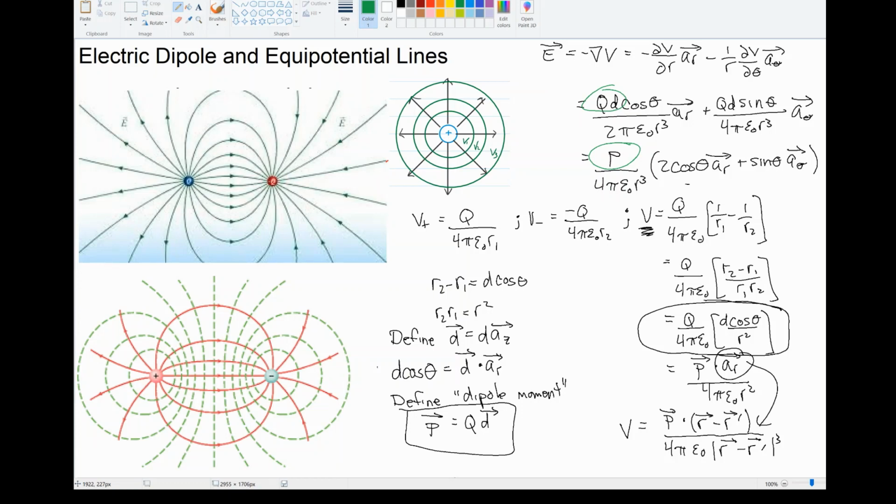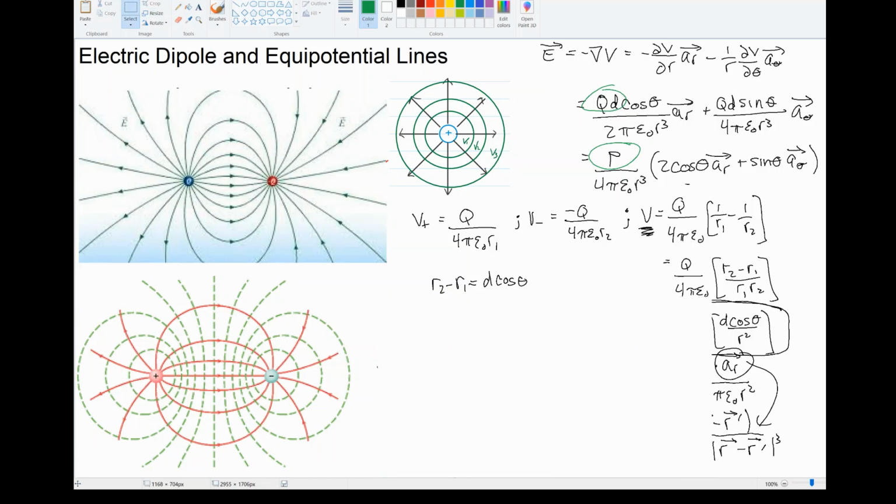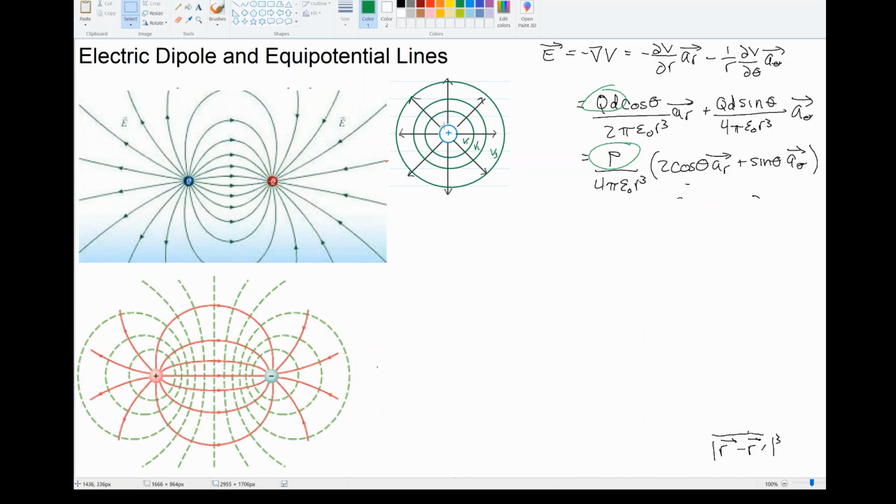And now I want to move on to equipotential lines, but you'll see that I do have a dipole over here in the figure. So we're going to tie in equipotential lines with the dipole. So now let's start to consider the figures, and I want to start with this one on the top right.